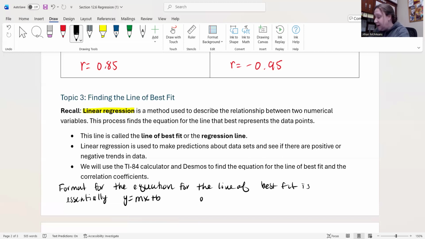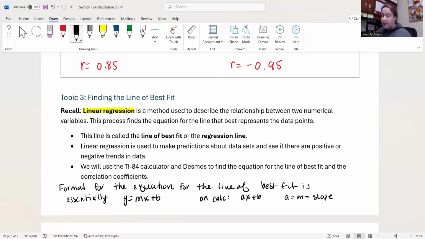However, on the calculator, you will see it as ax plus b, but it's going to mean the same thing. So a is the same thing as m, which is the slope. So don't be alarmed by that. But we are looking for an equation of the form y equals mx plus b, where we have a very obvious y-intercept and a very obvious slope.